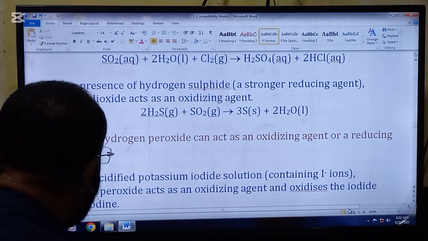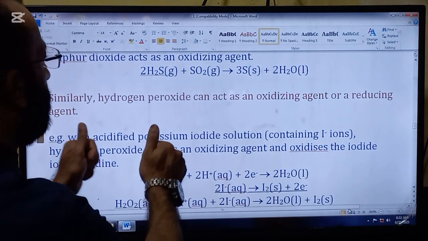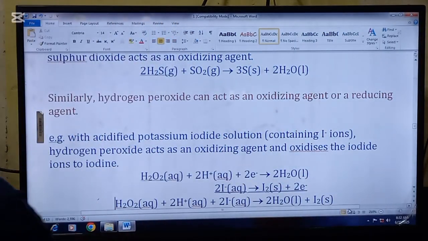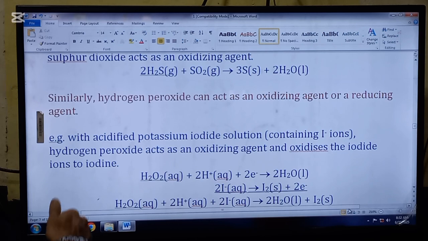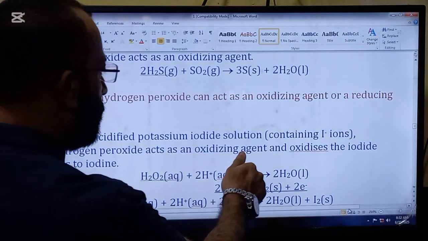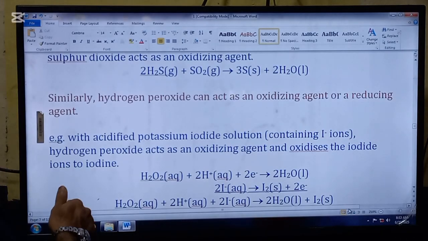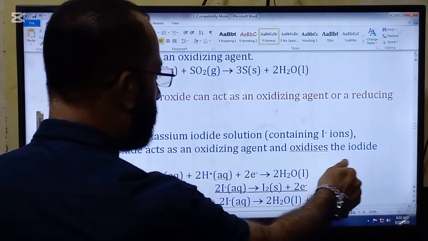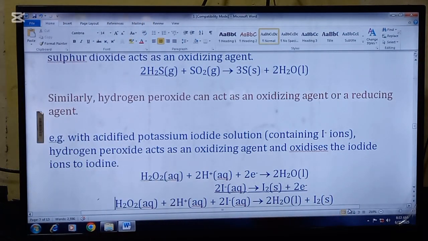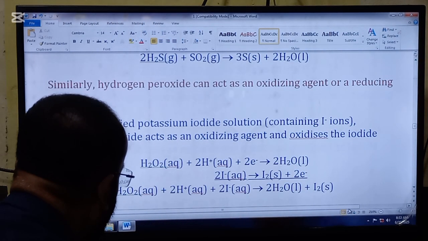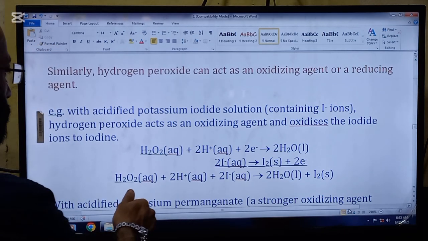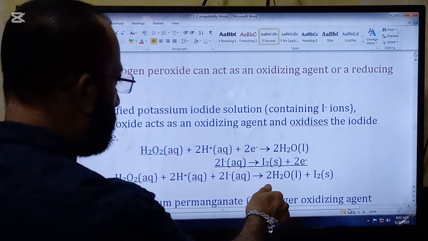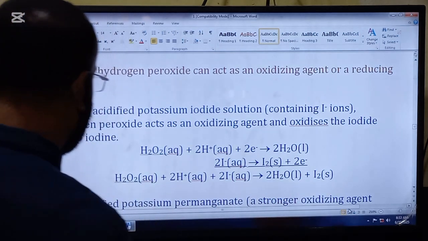Here is another example: hydrogen peroxide can act as an oxidizing agent or a reducing agent. For example, with acidified potassium iodide solution containing iodide ions, hydrogen peroxide acts as an oxidizing agent and oxidizes the iodide ions to iodine. And here is the equation: H2O2 plus 2H+ plus 2I- forms 2H2O plus I2.